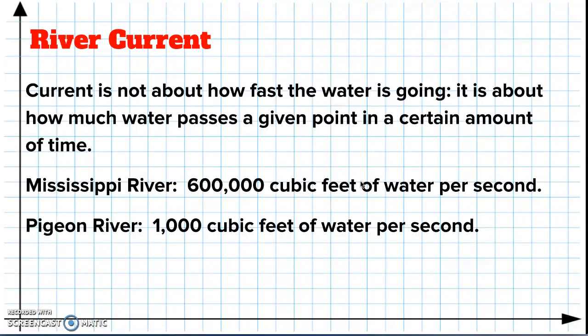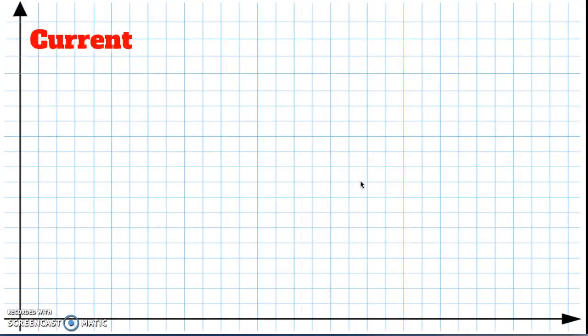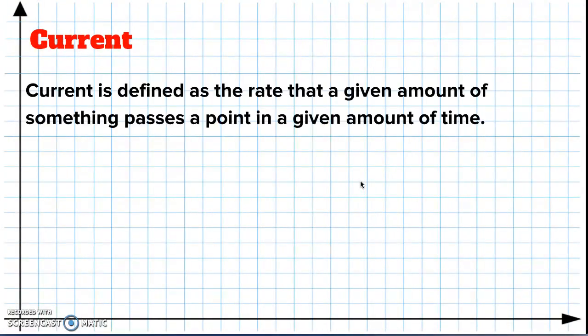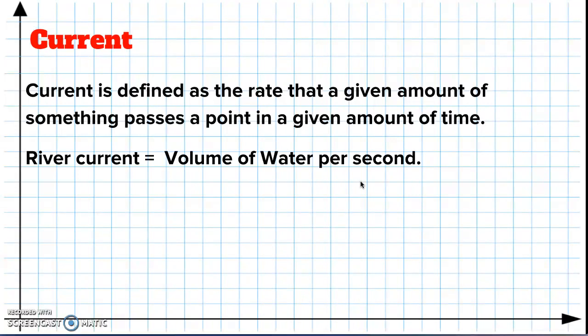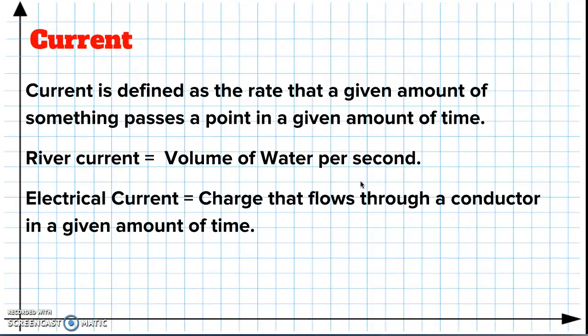And so current is the volume divided by the time, right? Current is defined as the rate that a given amount of something, in the case of the river, water, passes a point in a given amount of time, usually in a second. So for river volume, it's the volume of water per second. And for electrical current, we're not going to measure the volume of water. We're going to measure the amount of charge that flows through a conductor in a given amount of time. So when we talk about electrical current, we're talking about how much charge flows in a given amount of time.